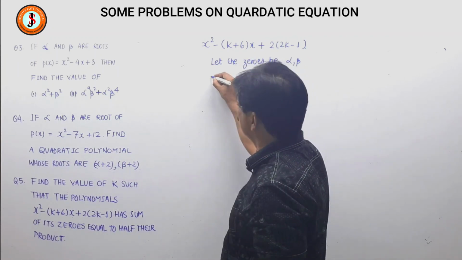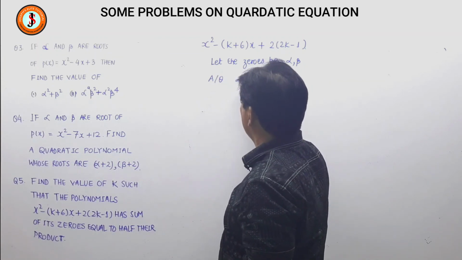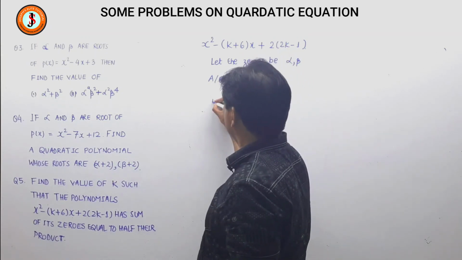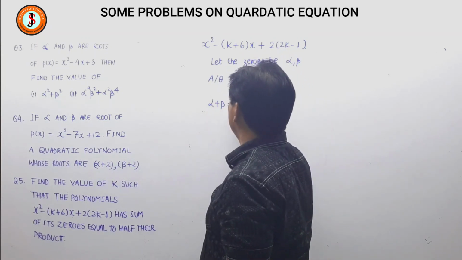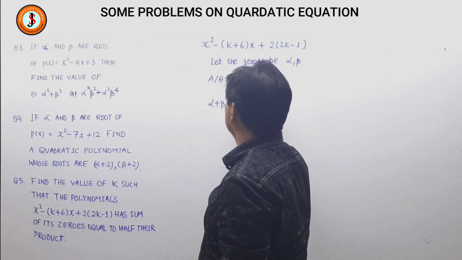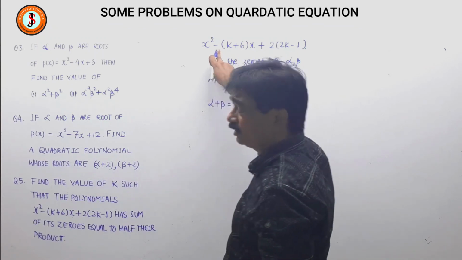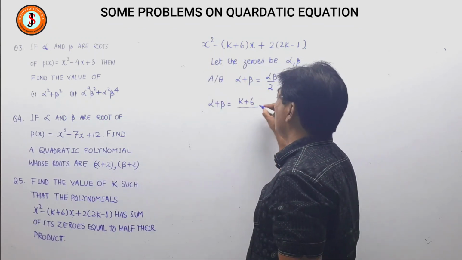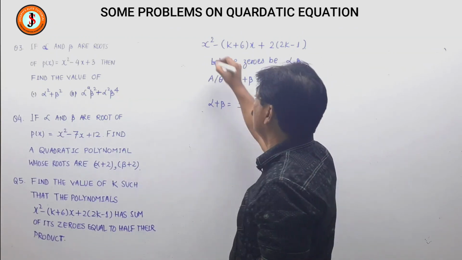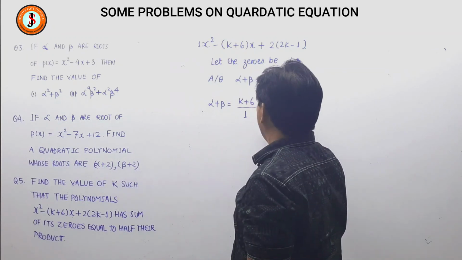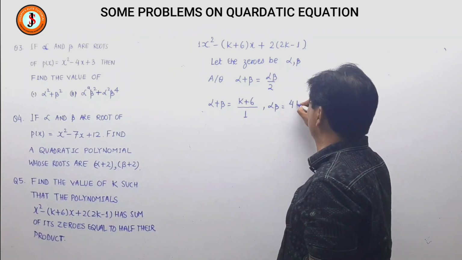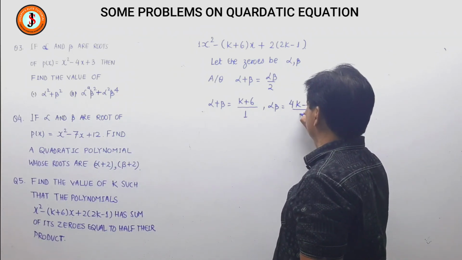Then according to the question, alpha plus beta is equal to alpha beta by 2. Now what is alpha plus beta over here? Minus b by a, minus minus (k plus 6), so it will be plus (k plus 6). Alpha plus beta is minus b by a, so minus minus (k plus 6) by 1, because nothing is there, so a is 1. And alpha into beta is c by a, that is 2 into (2k minus 1), 4k minus 2 by 1.